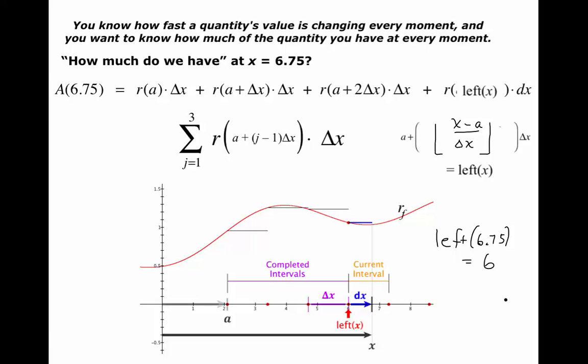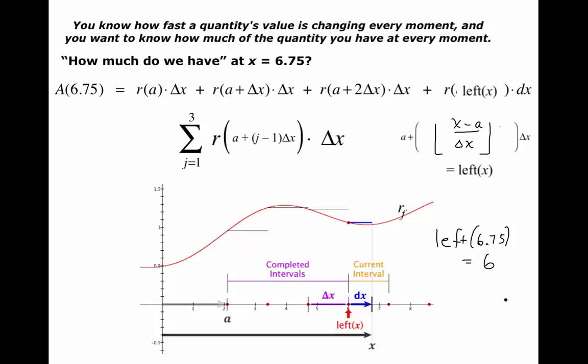This is huge. Students get totally confused about left of x. Listen to me now. It doesn't give you a rate of change. It gives you another x value. The x value at the beginning of the current interval. Hear me now, okay? Left of 6.75 in this case is 6. It's not some rate of change. It's the x value at the beginning of the current interval, or the left side of the current interval. Does it make sense?